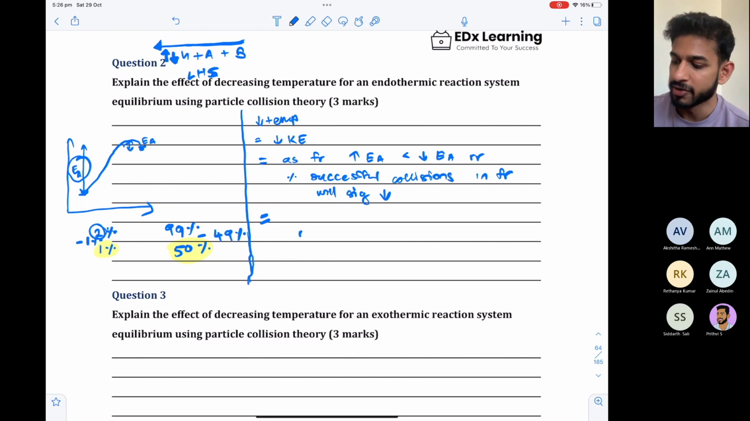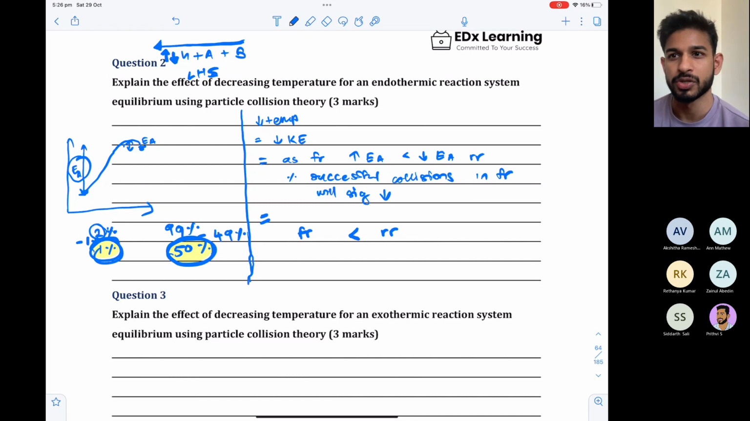So which reaction is being favored? Our forward reaction rate is very small. Our reverse reaction rate is much bigger. So using our number analogy, it's 50%, which is much bigger than 1%. So which direction will the equilibrium go if the reverse reaction rate is proportionately still occurring at a much faster rate?